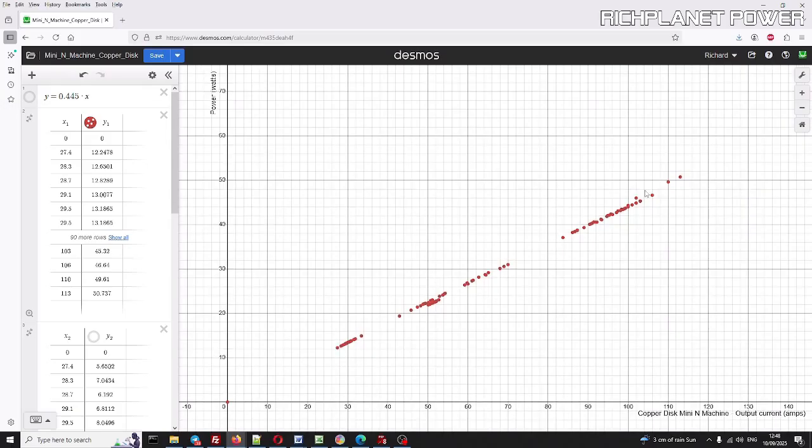The slope on this line is the output power divided by the output current, which is equal to the output voltage of the generator, and is a fixed 0.445 volts.